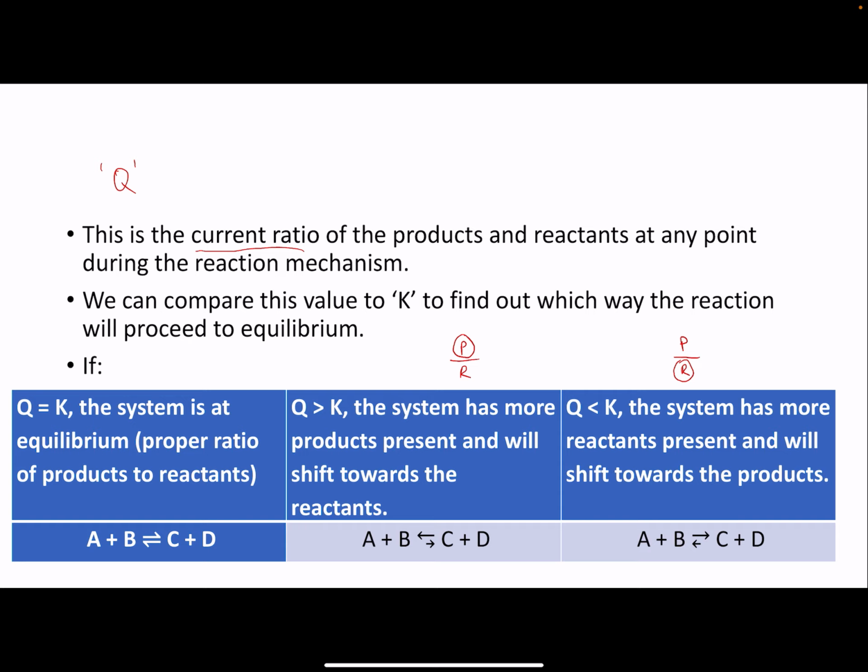So the calculations are the same. It's how we interpret what the value is. So we use Q to determine if a system is at equilibrium or not. Is it at equilibrium? The scenarios below, by comparing it to K, allow us to do that. So we need the value of K for it.